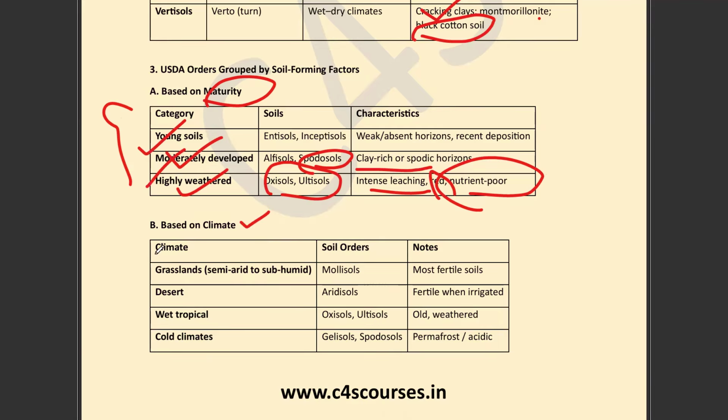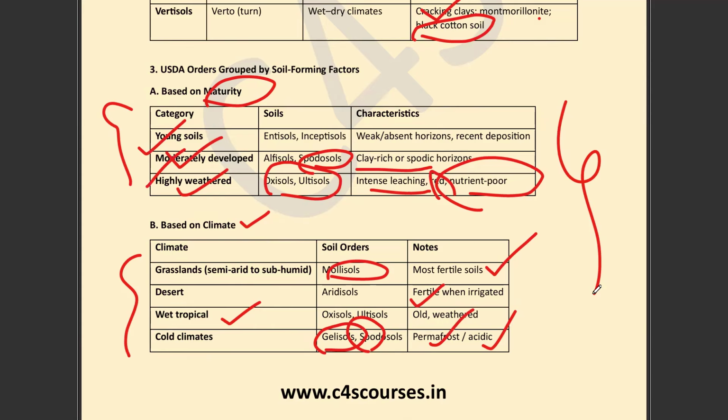Next, based on the climate, we have four: grasslands, desert, wet tropical, and cold climate. If it is grassland, we saw it as Mollisols, which are the most fertile lands. Deserts are Aridisols because they are arid in nature, so fertile when irrigated. Wet tropical, Oxisols and Ultisols, which are highly weathered, old and weathered. Then cold climates, we saw Gelisols and Spodosols, which have a layer of permafrost and are acidic in nature. I hope the difference between all these types of soils, the classification based on climate and maturity, is clear to you.